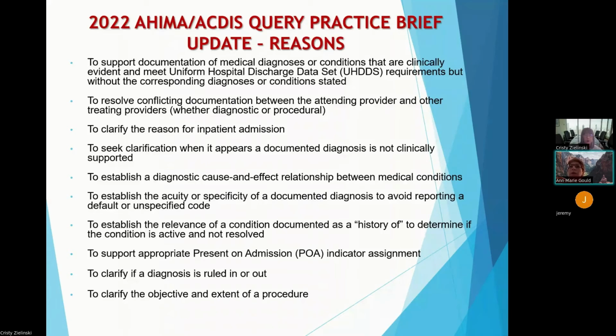And then to establish the relevance of a condition documented as a history of, to determine if the condition is still active and not resolved. Sometimes, say they had a DVT post knee replacement or hip replacement, and they're still getting anticoagulation and they're still doing PT/INRs. I mean, they're doing diagnostic workup, they're doing treatment. You want to see if it's a chronic DVT for that patient.